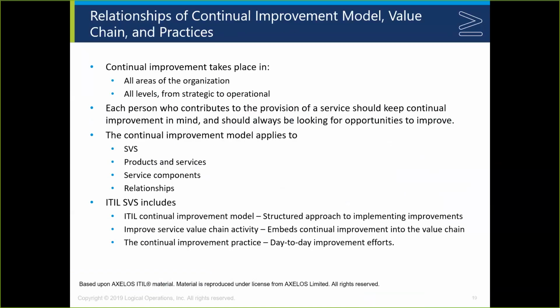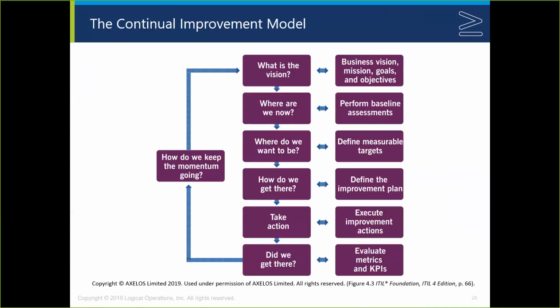How does improvement help the service value system? How do improve activities get engaged as part of the work that we do? And then what kind of practice capabilities would we want as an organization to be able to carry these out? We then introduce what is now called the continual improvement model. This used to be the CSI model or CSI approach. Notice they have added a specific step to take action.